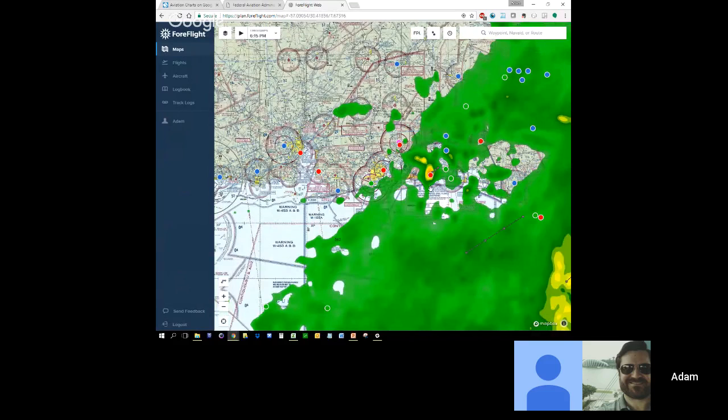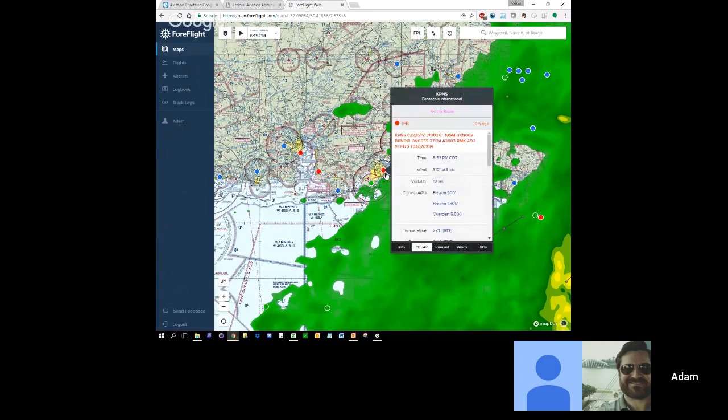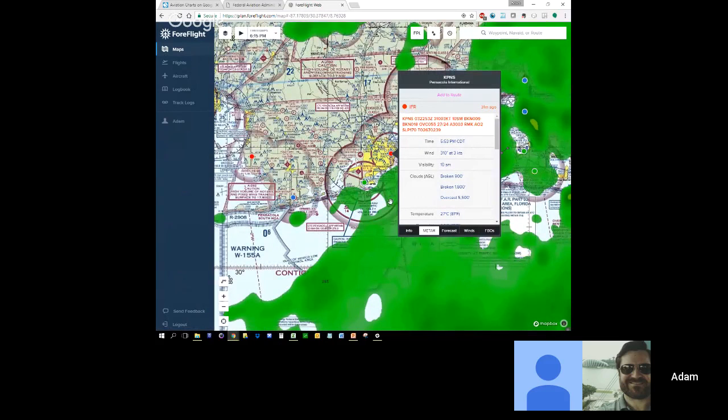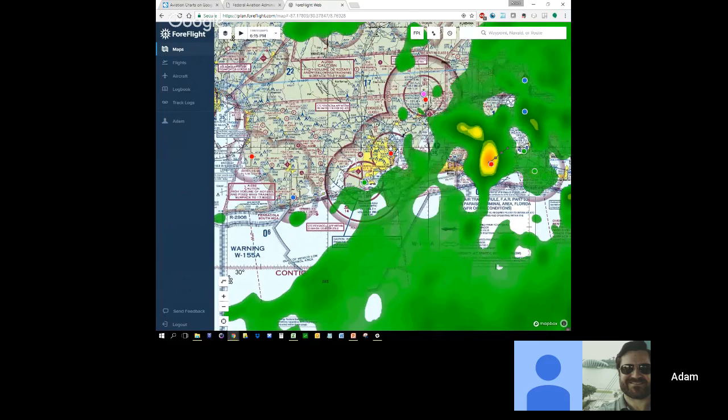So these airports are experiencing some IFR conditions. Let's pop open this one. This appears to be Pensacola International, appears to be a Class Charlie airspace because it's the magenta circles.